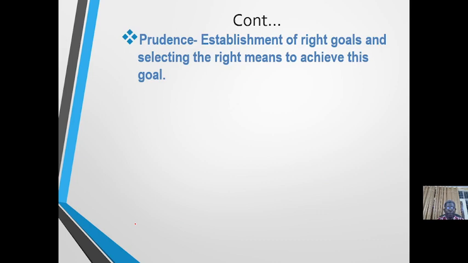So I was on prudence. What is prudence? I was trying to search for the meaning of prudence. Prudence is the establishment of right goals and selecting the right means to achieve those goals. That's what prudence is. A prudent person is someone with the ability to establish right goals and select the right means to achieve these goals. You see, we are faced with so many issues, so many goals, but how do you establish the right goal and find the right means to achieve that goal? That will only happen with prudence.